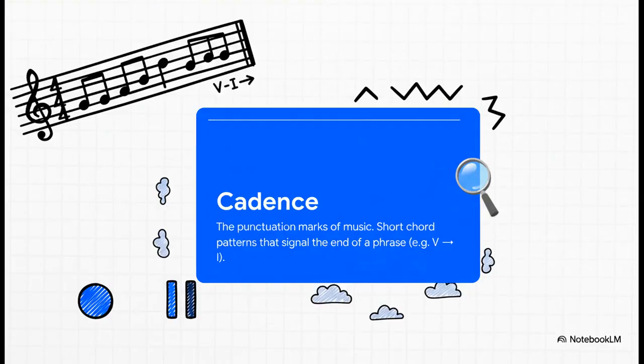And just like any good story, music needs punctuation. We call these cadences. They're just short chord patterns that signal the end of a musical phrase or idea. And that super powerful V to I we keep talking about, that's called a perfect cadence. It's the musical equivalent of a period. Full stop. The sentence is over.